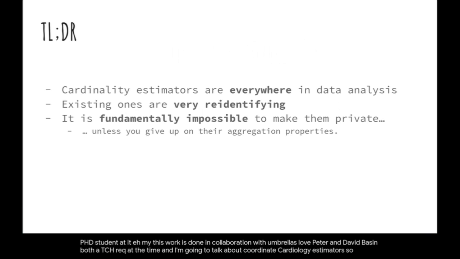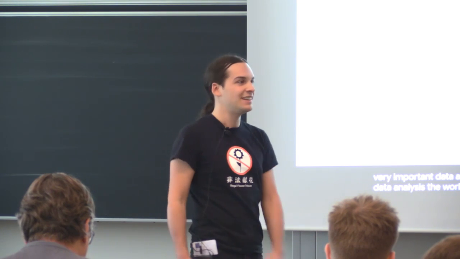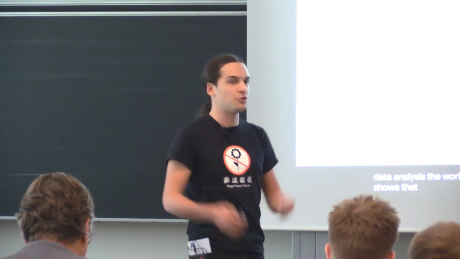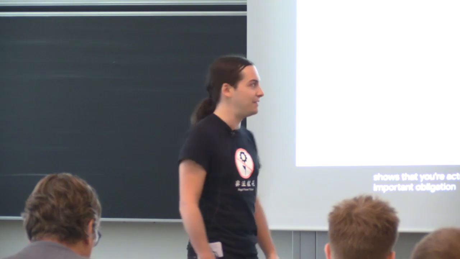So before I start, here's the spoiler slide. Essentially, the paper shows that cardinality estimators are a very important data analysis primitive, that they are essentially everywhere in the world of data analysis. The work shows that the existing ones are very, very identifying. And more interestingly, it shows that you actually can't really make them private unless you give up on some very important aggregation properties they have.